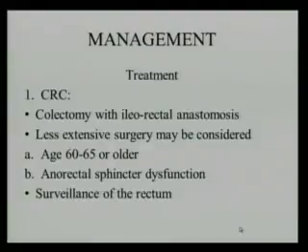Here in those patients, we have to do colectomy, or recommend for the patient to have colectomy. There are people who can do ileo-rectal anastomosis, and if you do so, based on the data that most of the tumors happen in the right colon, you still have to do surveillance of the rectum. And some experts suggest less extensive surgery if the patient is old in age or if they have anorectal sphincter dysfunction. But again, you need to do surveillance of the rectum in those patients if you do ileo-rectal, not ileo-anal anastomosis.